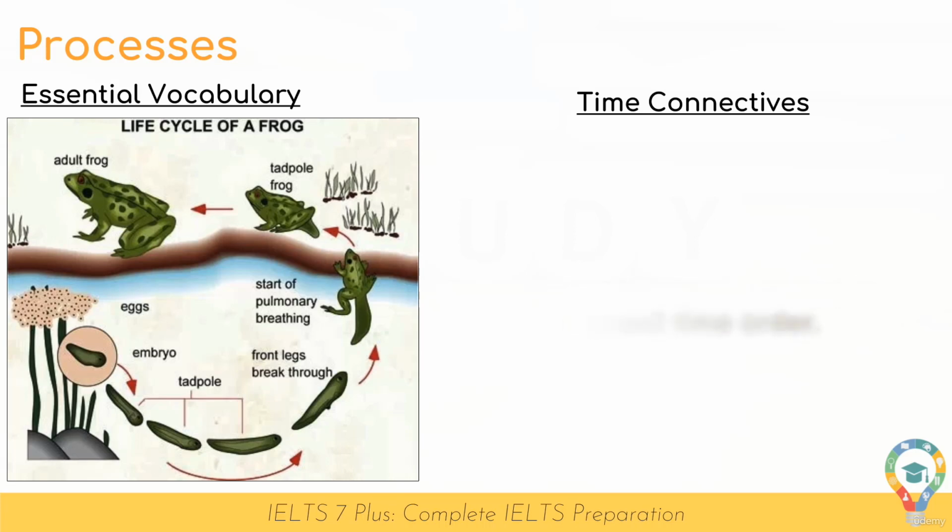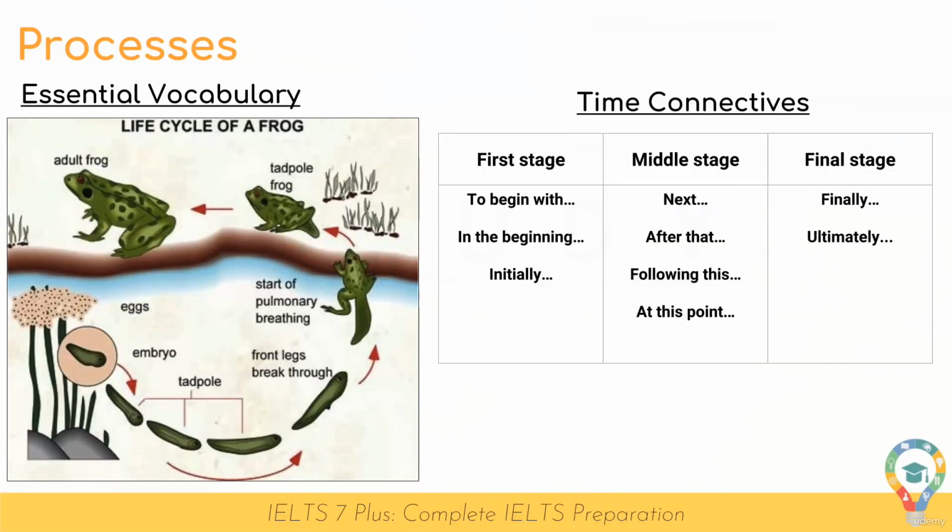Here are some examples of what time connectives you can use. This table gives you some ideas on language you can use to time order your report. You will only need to use one of the phrases from the first and final stages, but as there may be a few stages in the whole process, you might need to use a lot of the phrases in the middle stage column. Here are some examples using the time connectives to describe the life cycle of a frog.